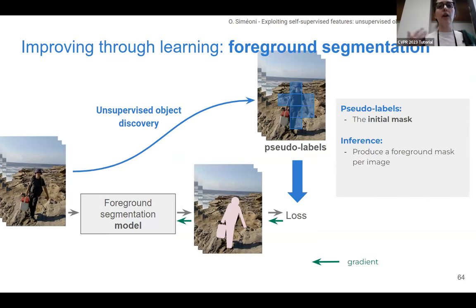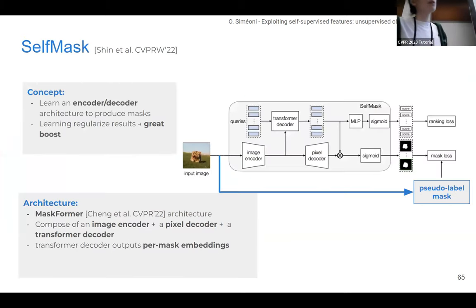If you are this time interested in foreground segmentation, so you just want the object, one single mask per object, there are some works. The first one is SelfMask. We've discussed before how they produced the coarse mask with the different self-supervised features. Here what they propose is to learn an encoder-decoder architecture to produce masks at a higher resolution. They have shown that by learning, they get a great boost, I think it's plus 14, 16 points, which is very impressive. In terms of architecture, again, they didn't do anything very particular. They just use a MaskFormer, which has an image encoder, a pixel decoder, and a transformer decoder, where you have queries that you learn through training. Then you learn to score those queries based on your pseudo ground truths. They achieved really good results, and they have been used subsequently by other works as well, because the training is quite smooth.